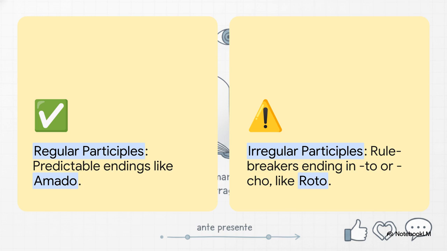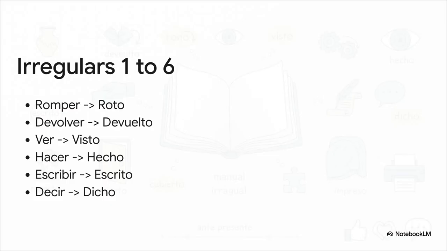Now, what's really interesting about this slide is that instead of a regular ado or ido ending, we get words that usually end in to or cho. These are the absolute rebels of the Spanish vocabulary, and you are simply going to have to commit them to memory. So let's break these down into 2 groups of 6 to really aid your memory retention. Notice the shared sounds and rhythms as we go through them.